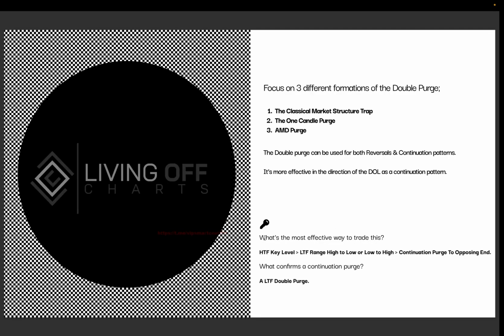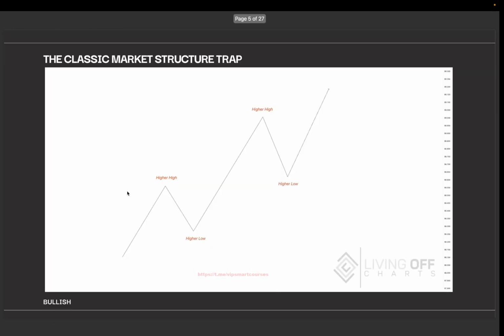So now what nobody talks about, what's the most effective way to actually apply the double purge? It's going to be from a high time frame key level, we go to a lower time frame range high to low or low to high, and we look for a continuation purge to the opposing end of the range. Now what confirms a continuation purge? It's a lower time frame double purge. So let's get into the first way it forms, and this is the classic market structure trap.